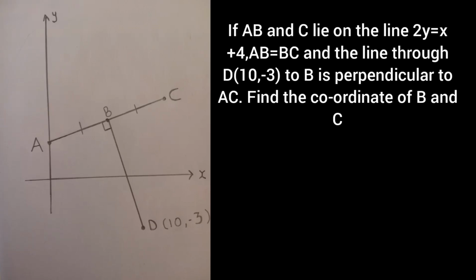Hey guys, I'm going to show you how to solve this very easily. If A, B, and C lie on the line 2y equals x plus 4, AB equals BC, and the line through D (10, -3) and B is perpendicular to AC, find the coordinates of B and C.